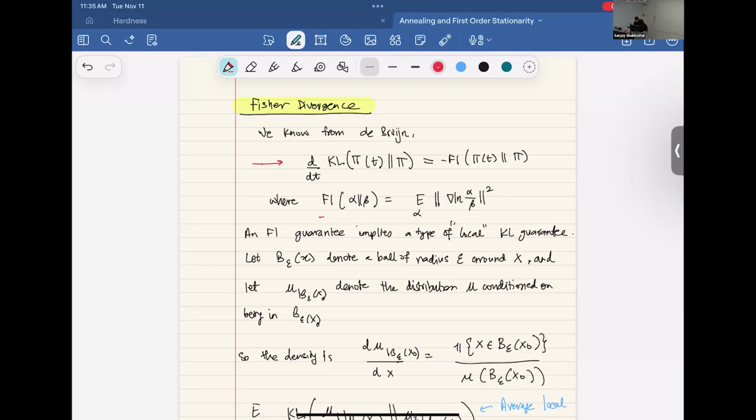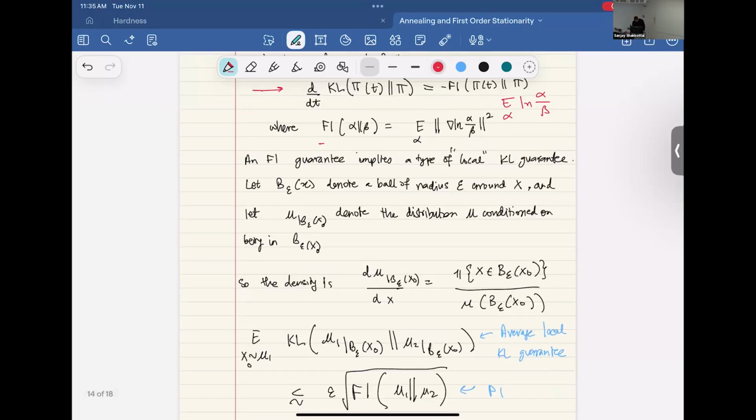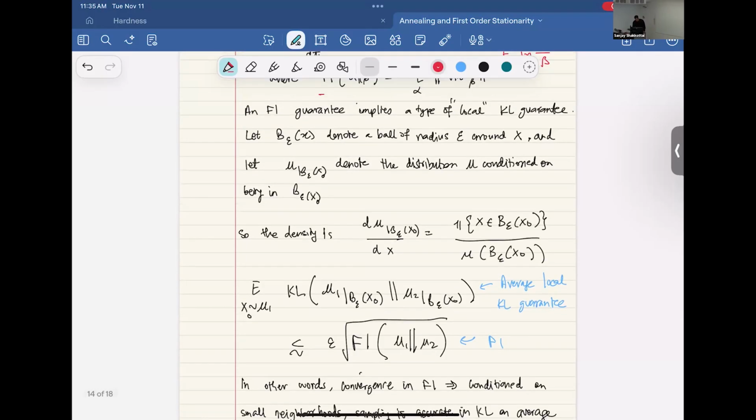So just to compare, this is what KL looks like, right? Over here, instead of the difference in the logs, I have the difference in the gradients of the logs, and because those are vectors, it's a norm on that. There's a sense in which what a Fisher divergence guarantee gets you is a local guarantee for KL distance. I do have the proof written out, but I don't think we're going to talk about it.